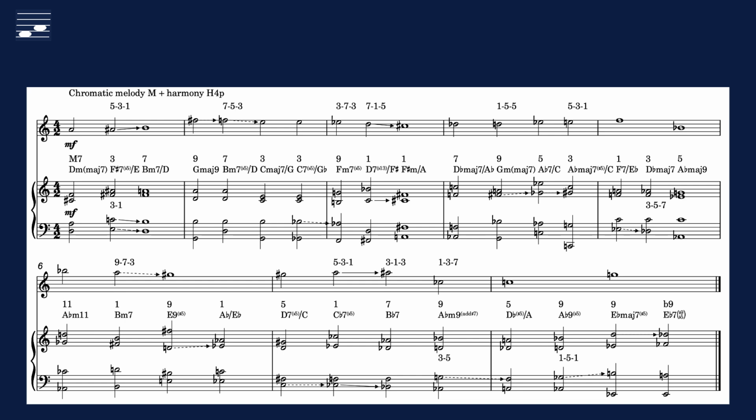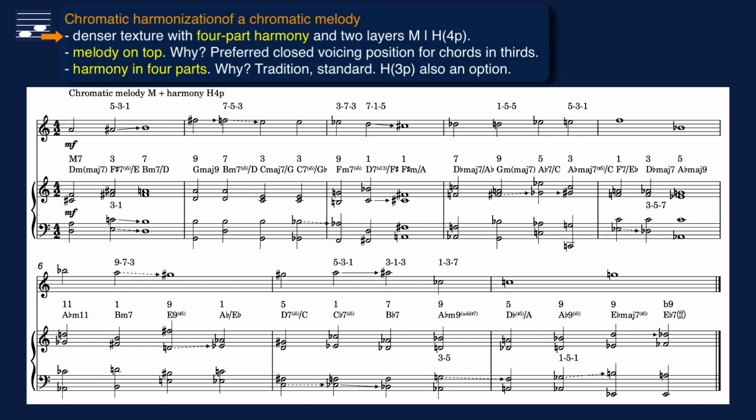We finished the two-step process when applying the chromatic harmonization of a chromatic melody technique. The result is this denser texture in 2 layers. Hopefully this extended discussion of the 2-page section in the Schillinger book has been helpful. It leaves me with a few questions though.